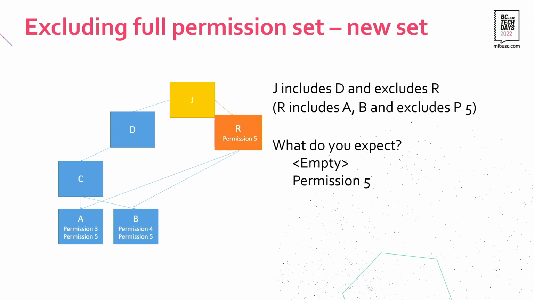And I think this is the last example. No, second last. And now you have J, that includes D, like before, and then it excludes R, and R includes A and B and excludes P5. So now you're excluding a permission set that itself excludes something. So what would you expect? To be empty or permission 5?